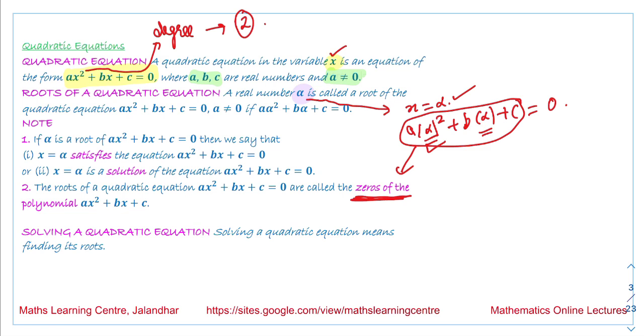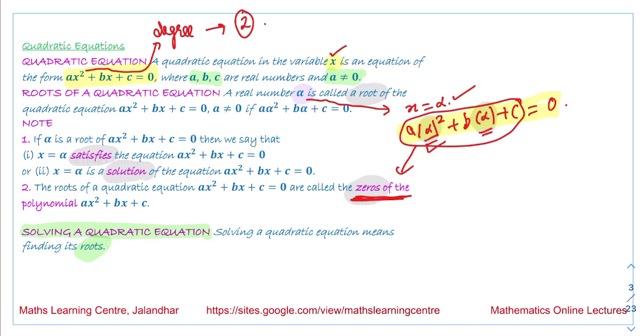So these words that we are using, we say it is a root of the equation, or it satisfies the equation, it is the solution of this equation, or zero of this polynomial. Basically it means that if we substitute x is equal to alpha in this equation, then it satisfies the whole equation. Solving a quadratic equation means that we are finding its roots.